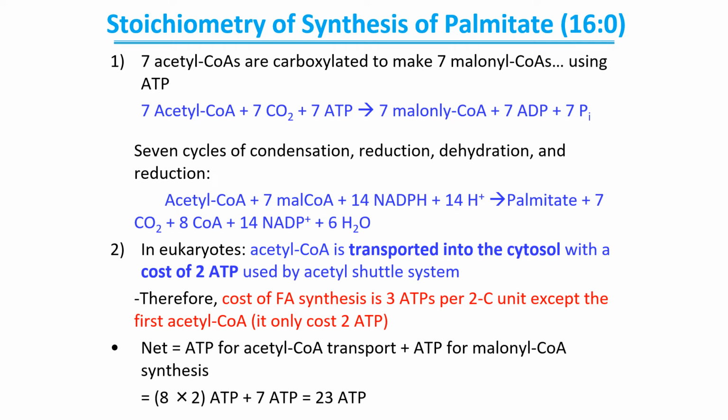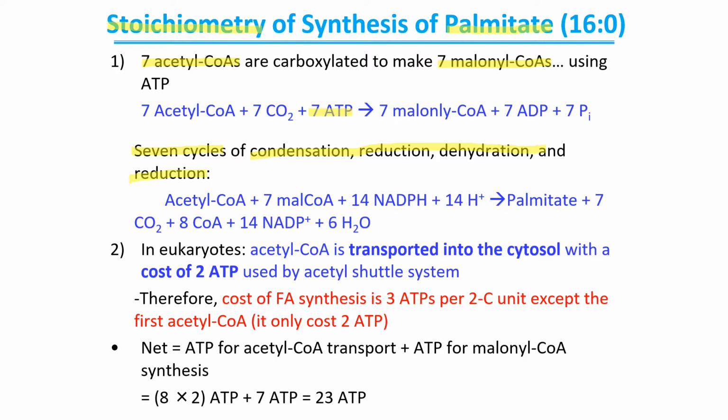Next up is the stoichiometry of the whole process of synthesizing palmitic acid, also known as palmitate. Before the process starts, we converted 7 acetyl-CoAs into 7 malonyl-CoAs. Each time we used 1 ATP, so 7 ATPs are used for this process. Then we had 7 cycles of the 4 reactions: condensation, reduction, dehydration, and again the second reduction.